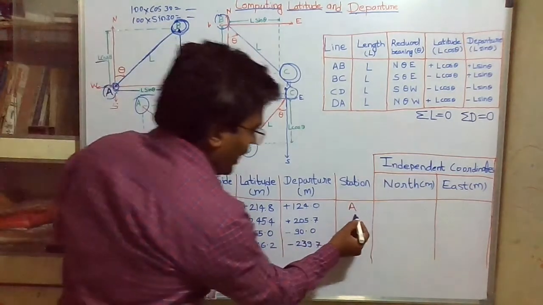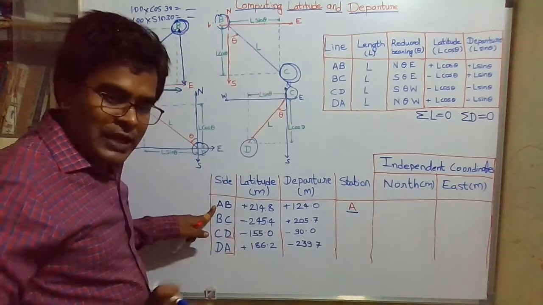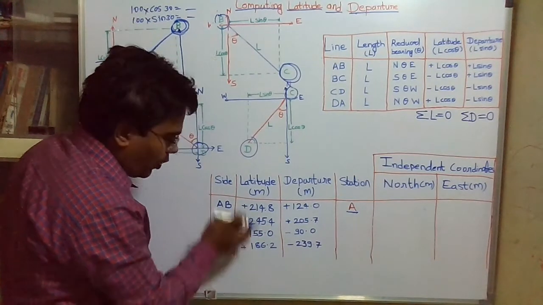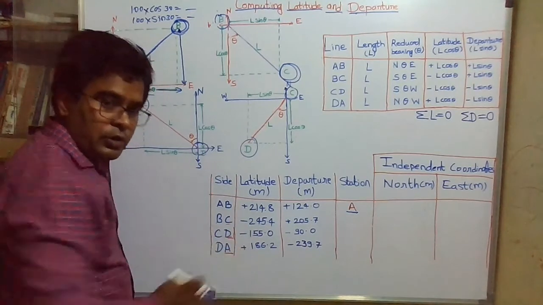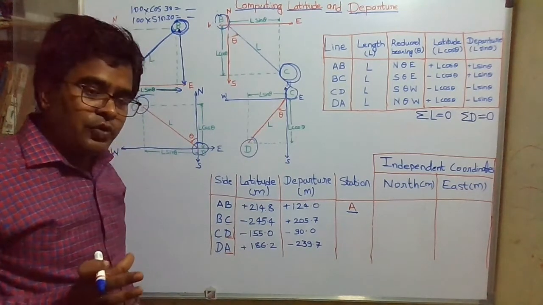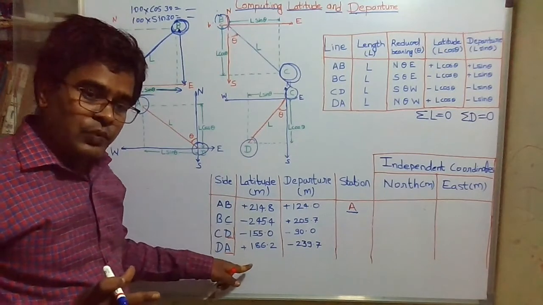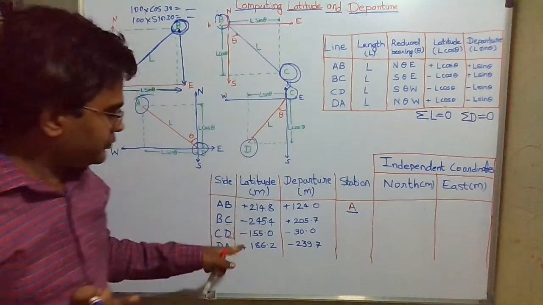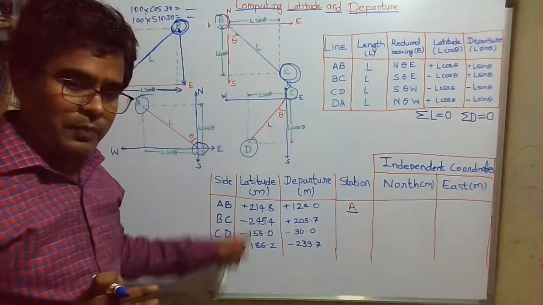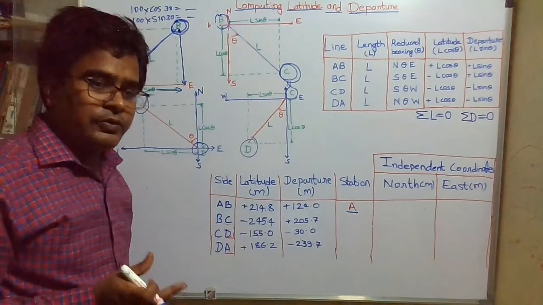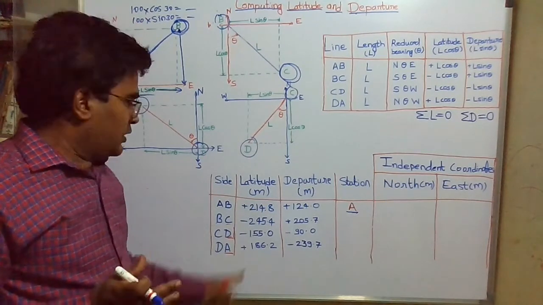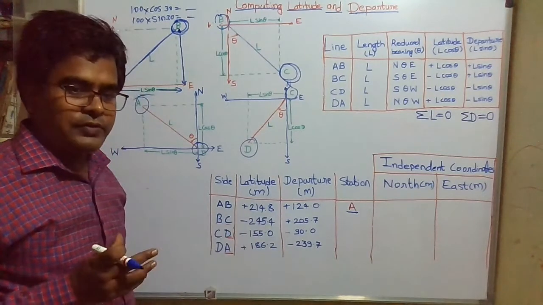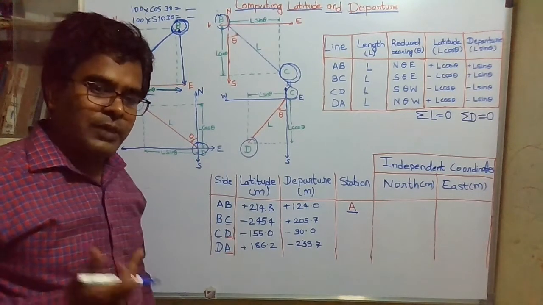For point A, we have to assume some coordinates such that when we add all these values, some of which are positive and some negative, all the resulting coordinates come out positive. As a rough procedure, we sum up all these latitudes and departures and find some value such that all the coordinates will come positive. We can assume any values.